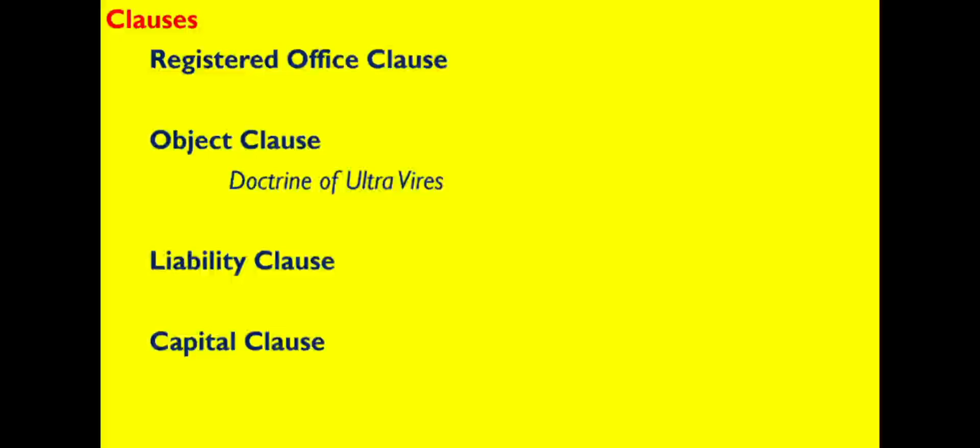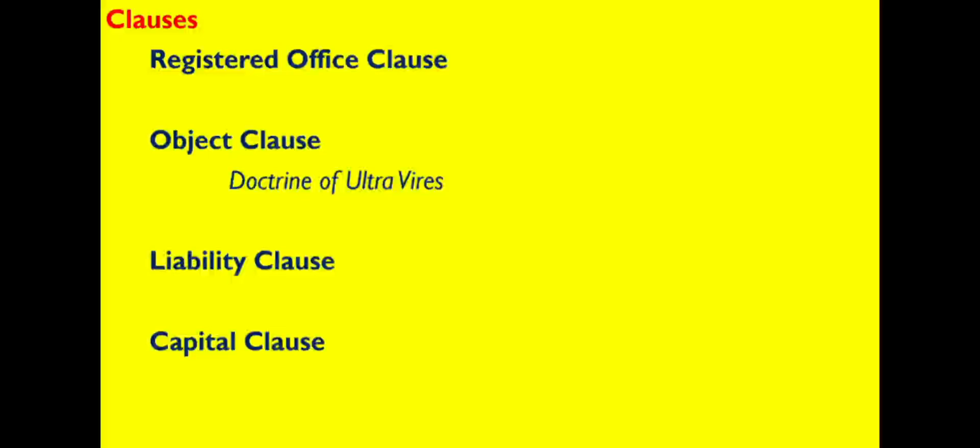Next up is capital clause. It states the total amount of share capital in the company and how it is divided into shares, that is, the way the amount of capital is divided into what kind of shares. The shares can be equity shares or preference shares.